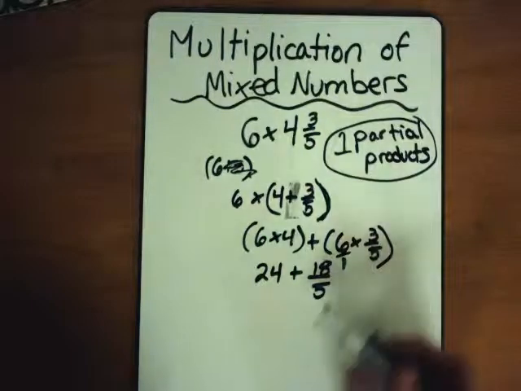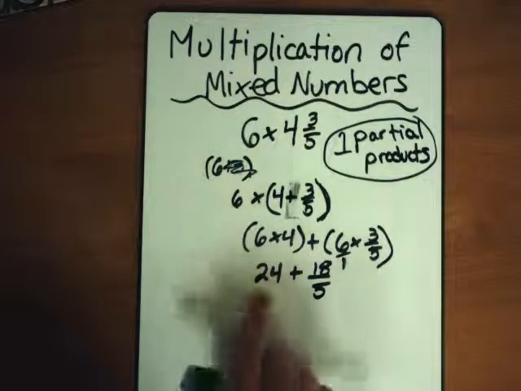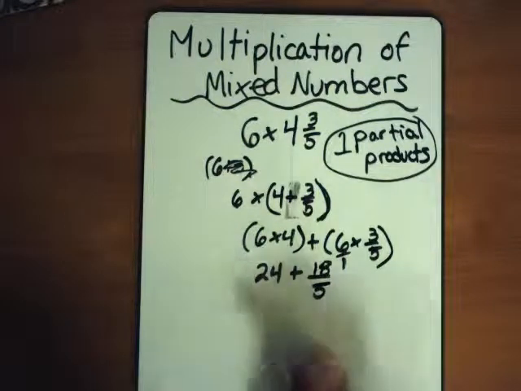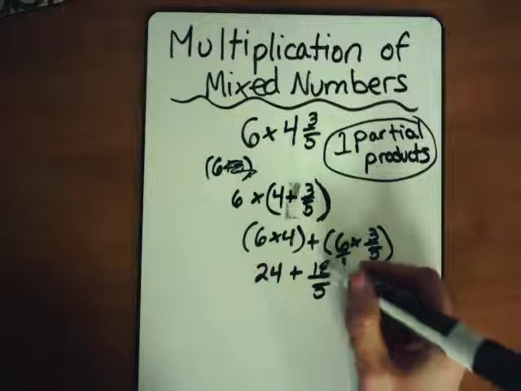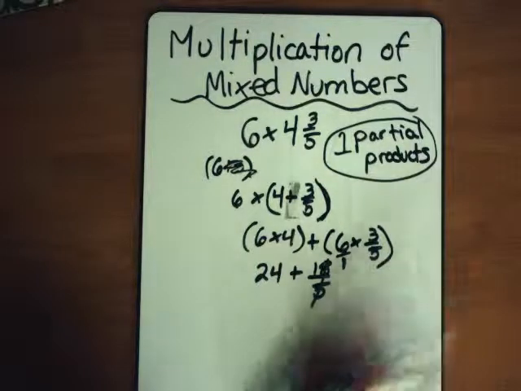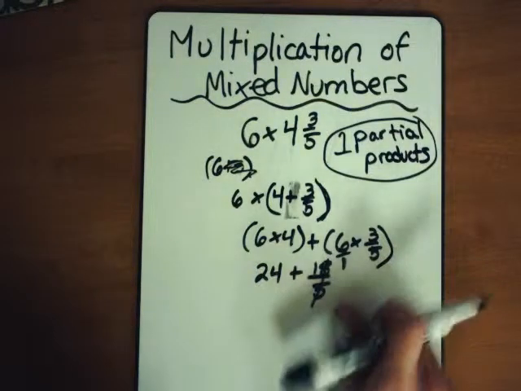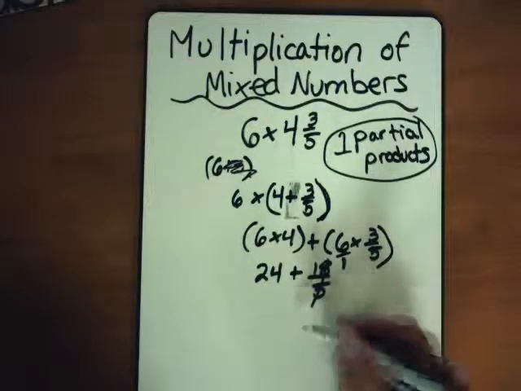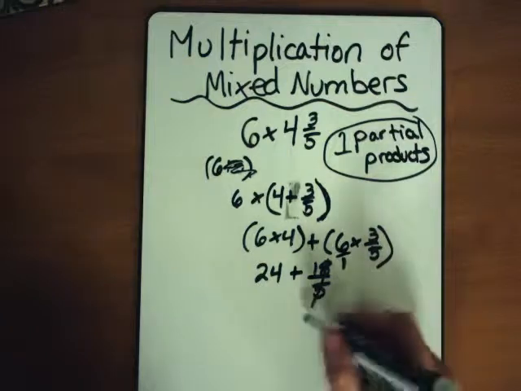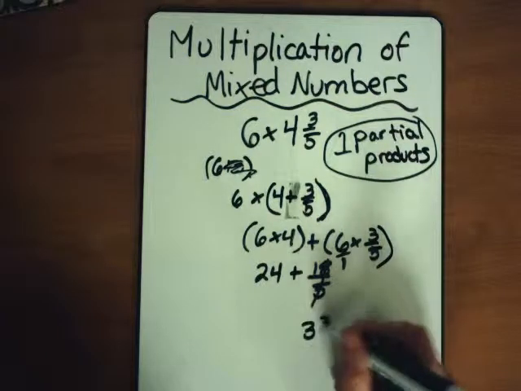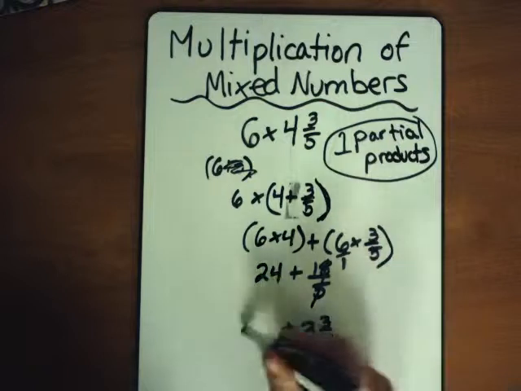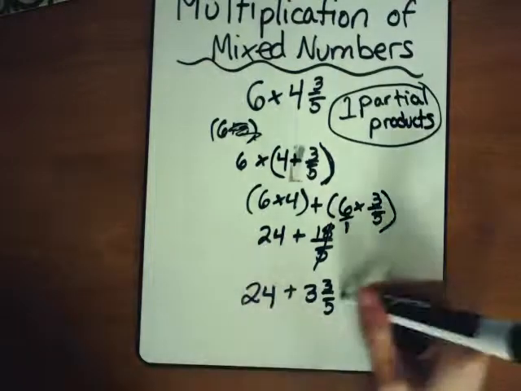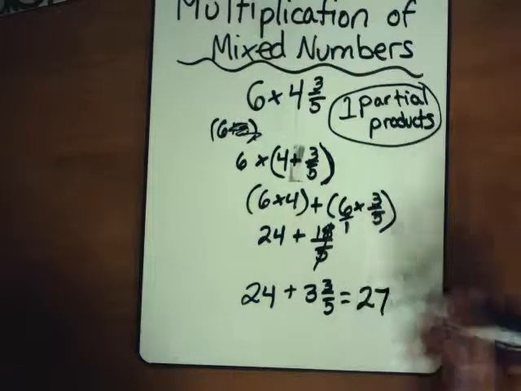Okay, so next thing I need to do to simplify my answer here, because I've got 24 and 18/5, I want to rewrite this as a mixed number so I can add those two things together. So I can rewrite 18/5. I know that 5/5 is 1, so I've got 15/5 within my 18. So there's 3, and then I have 3/5 left over. So I rewrite 18/5 there as 3 and 3/5, right? So now I have 24 plus 3 and 3/5, which is a total of 27 and 3/5.